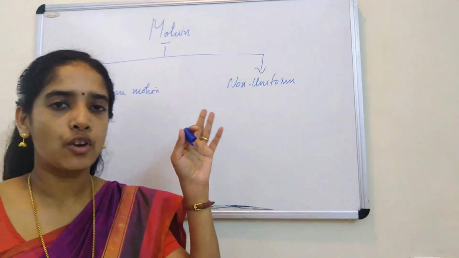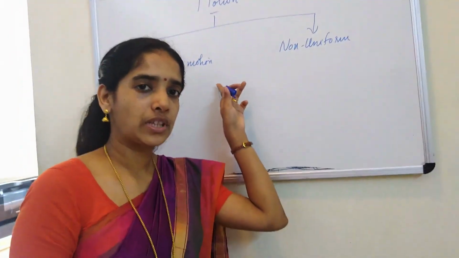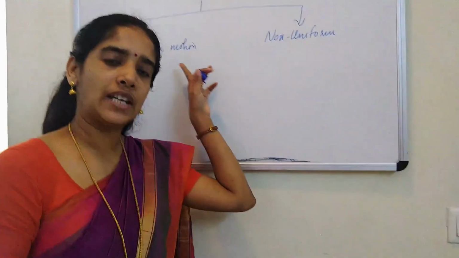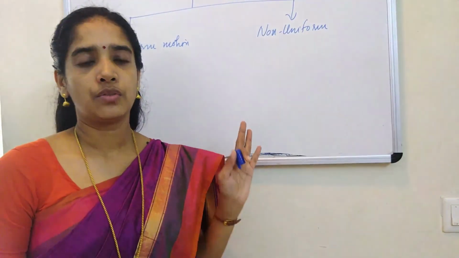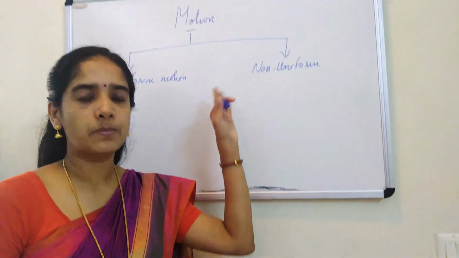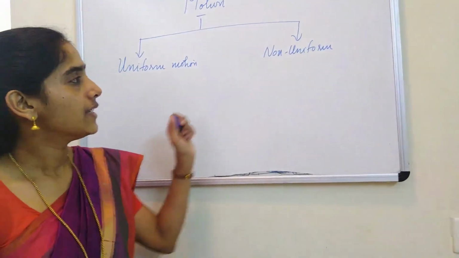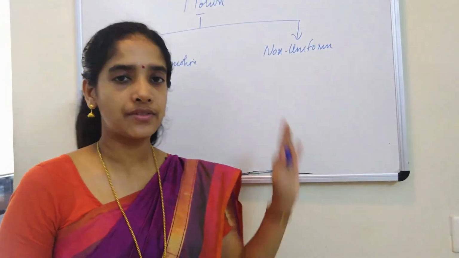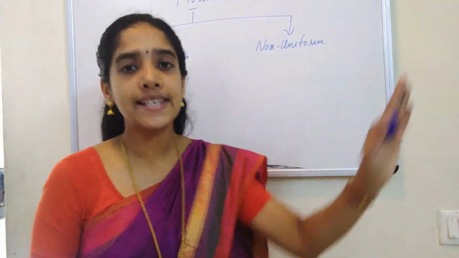So we know about uniform motion. What is uniform motion? An object is said to be in uniform motion if the object travels with a constant speed, or we can say constant velocity. So here we deal with straight line motion in the same direction. So distance, displacement, speed, velocity interchangeably we can use here. Okay. So what do you mean by non-uniform motion? It's a type of motion in which the velocity of the object continuously changes.